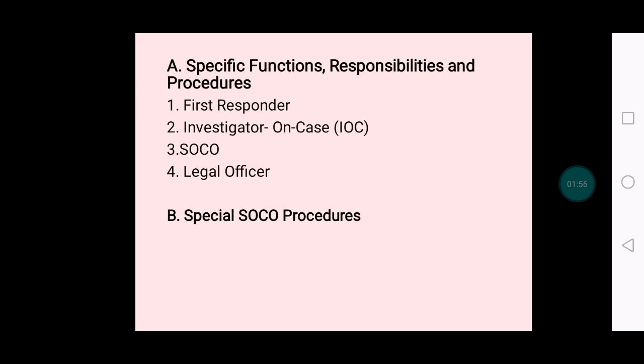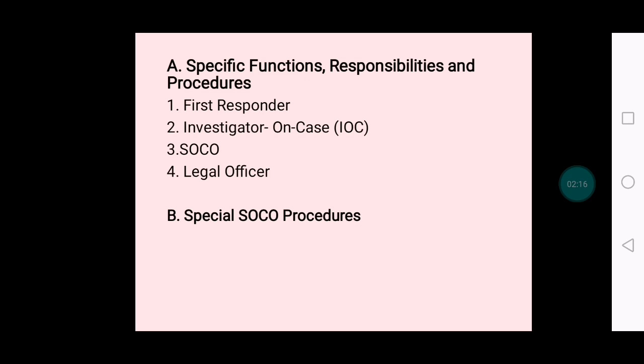They will arrest the suspect if present in the area. And also, they will turn over the crime scene to the duty investigator upon his or her arrival after he or she has been briefed of the situation.